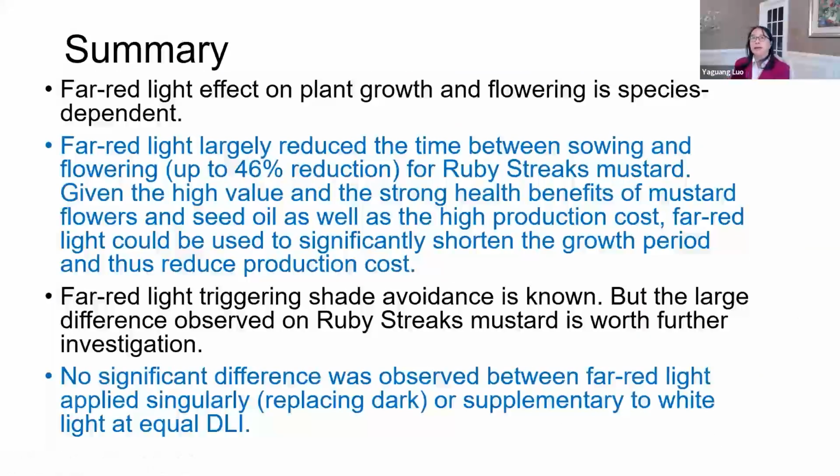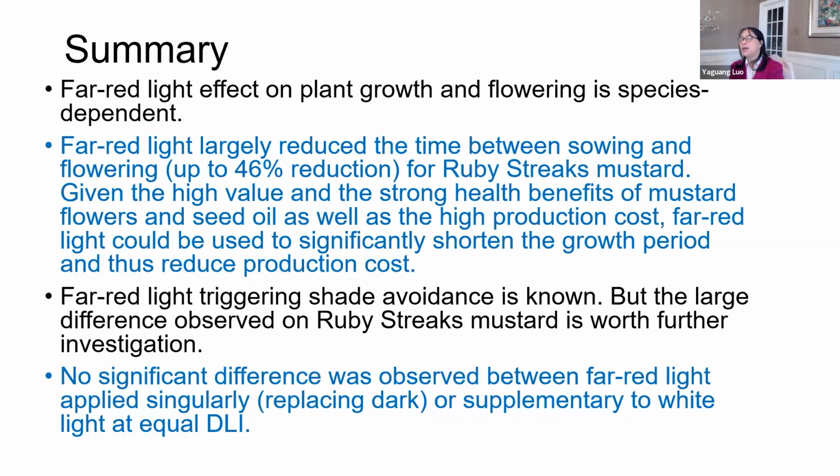Here's the summary. The far red light effect on plant growth and flowering is species dependent. Far red light largely reduces the time between sowing and flowering. For ruby streak mustard, given the strong health benefits of mustard flowers and the seed oil, as well as the high production cost, we thought far red light could be used to significantly shorten the growth period and thus reduce production cost.